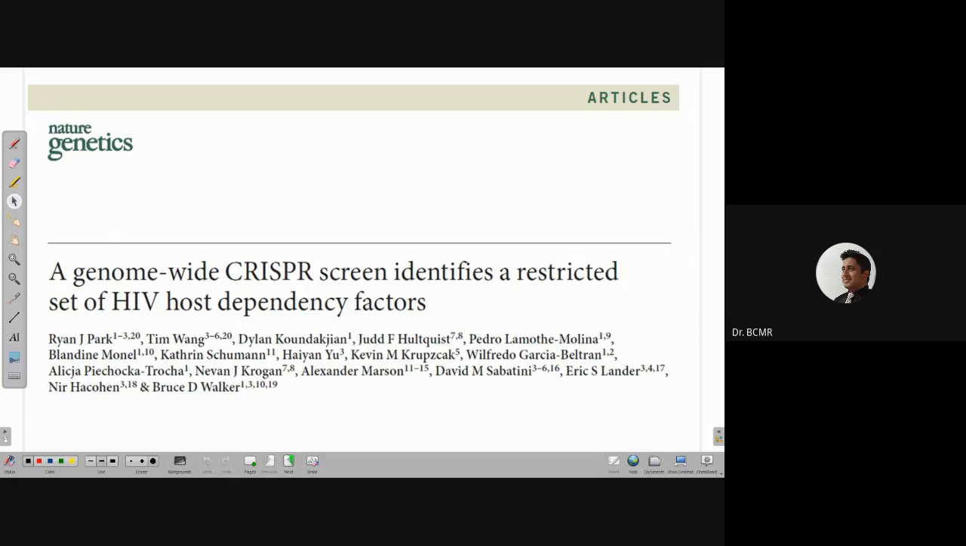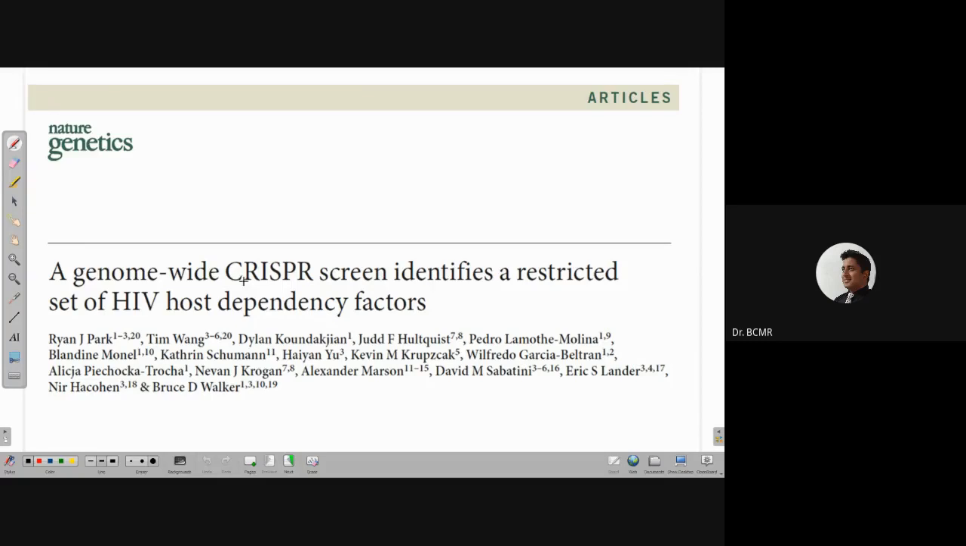Okay. Good afternoon, everyone. The last topic we have is a genome-wide CRISPR screen identifies a restricted set of HIV host dependency factors. I will just give a background to it, and then we'll try to look into the actual content, the actual point of this paper.